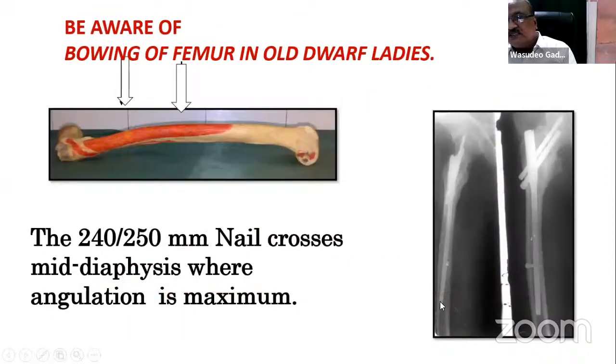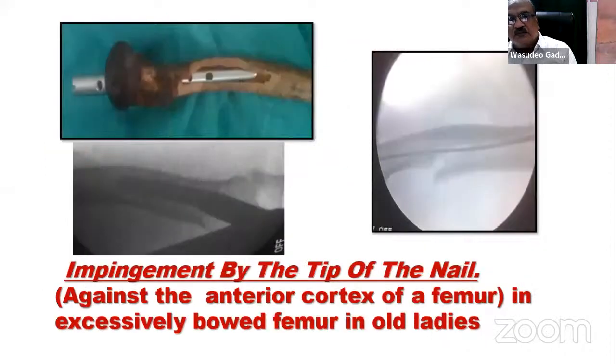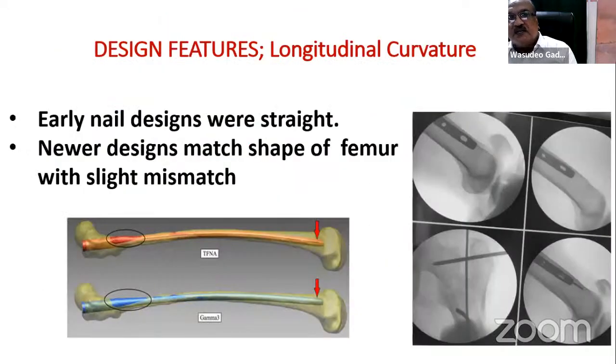So we have to see this also: whether our nail tip is a straight nail, it goes, otherwise you have to use an anatomical nail, which is now available. A design feature, longitudinal curvature, even does not match in the long PFN also. So there is a danger of fracture here in the short PFN as well as in the long PFN. So while placing the tip in short and long, we must respect the anatomy and mismatch of the femoral bone.